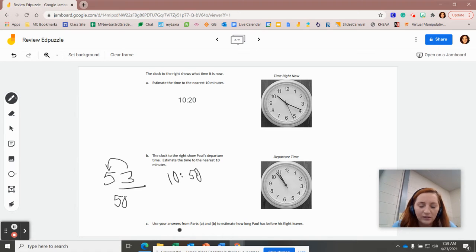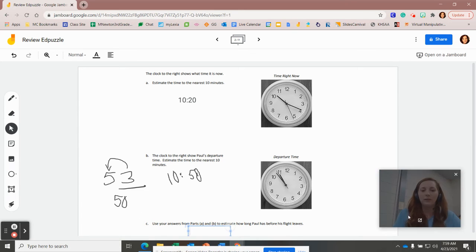Part C, use your answers from part A and B to estimate how long Paul has before his flight leaves. So we have from 10:20 to 10:50. How much time is in between 10:20 and 10:50? Very good, 30 minutes. You know this because 50 minus 20 is 30. 30 minutes is also half an hour.